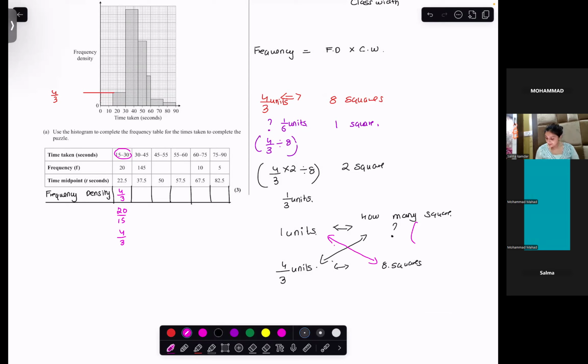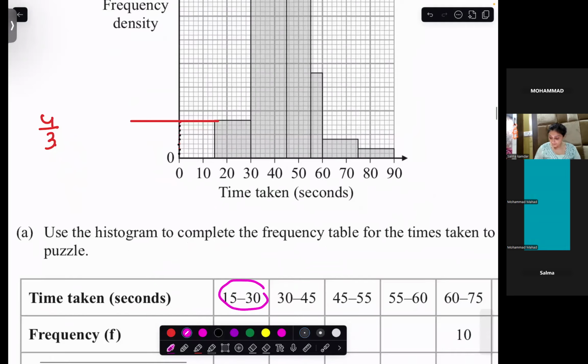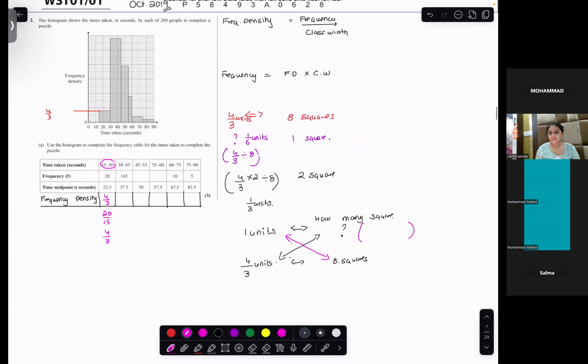What does that mean? If I want to mark over here 1, 2, 3, 4, how many squares should I take? 1 unit would represent how many squares? 6. So 8 into 1 divided by 4 by 3 comes up to 6 squares. Are you with me? So I know that 1 unit would represent 6 squares.